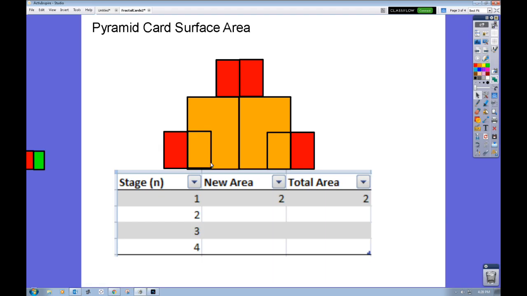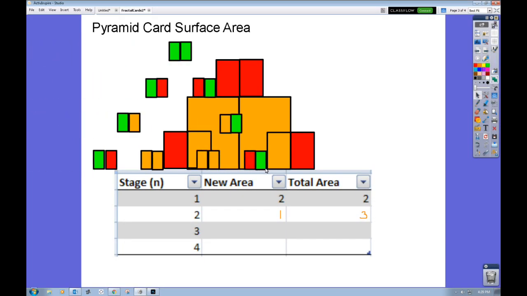Well, since each of the original yellow rectangles has an area of 1 square unit and it takes 4 reds to cover that, we can assume safely that each of the reds represents a quarter of a square unit. Thus, we have 1, 2, 3, 4 quarters, which is to say that we have 1 square unit of new area, and that brings the total to 3 square units of total area.